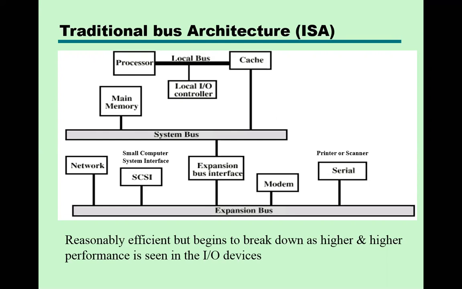But nowadays you will find the input output device performance increases, and the data rate increases. So this approach is reasonably efficient, but begins to break down as higher and higher performance is seen in the input output devices. When the performance increases, this traditional bus architecture feels inefficient, because here a separate bus is not provided, it is a system bus, and the expansion bus again has a low data rate.